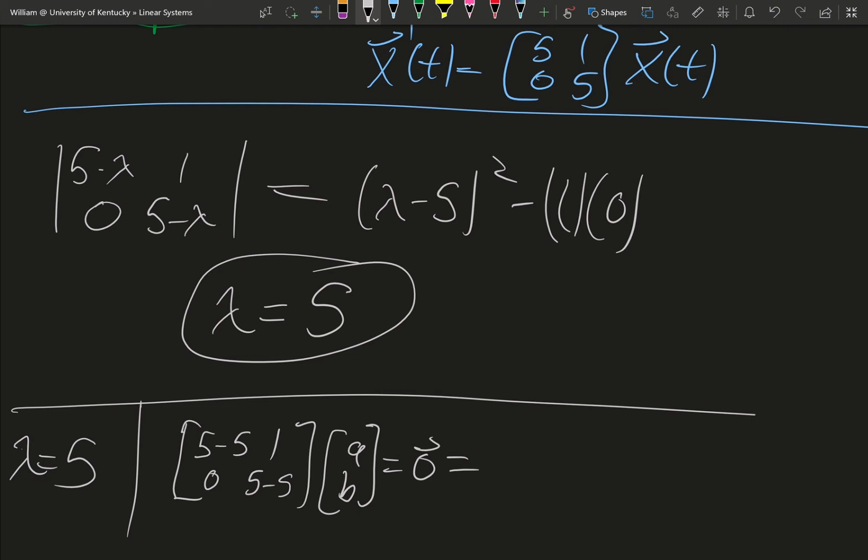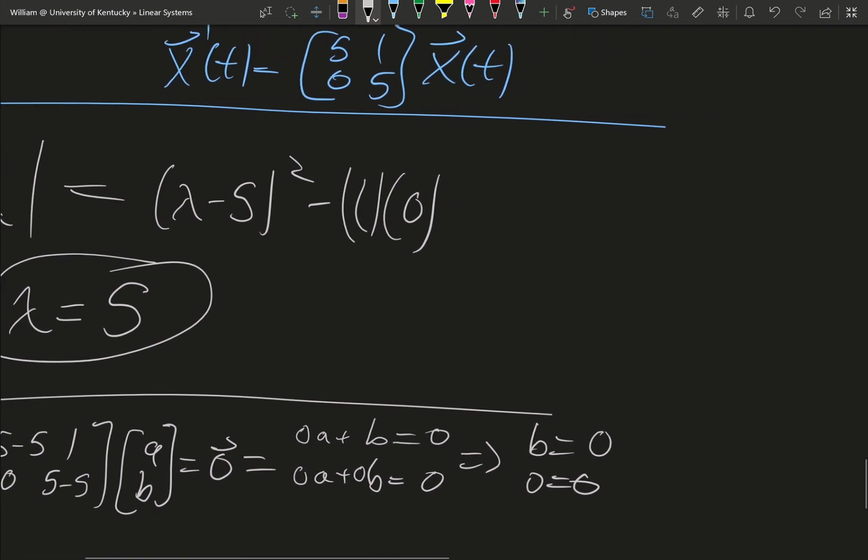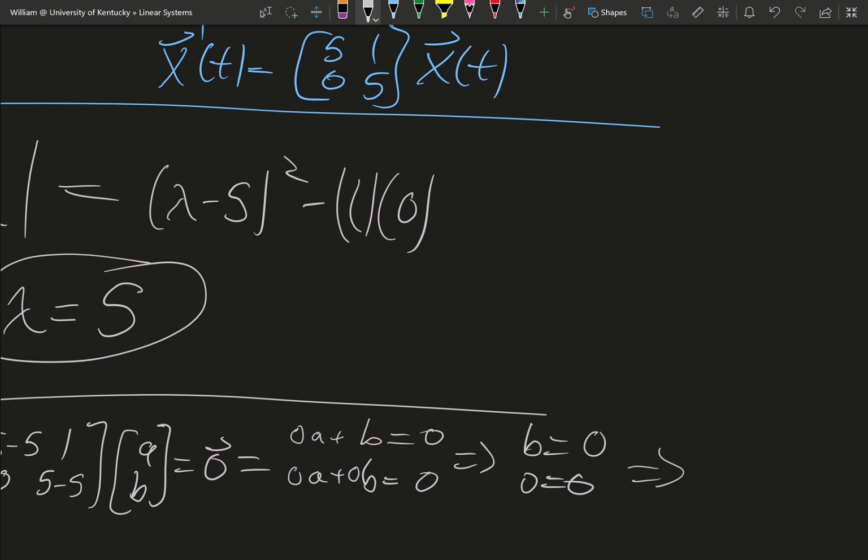So we set up our equation, right? We're going to get 0 times a plus b equals 0, and 0 times a plus 0 times b equals 0. So again, we'll get that b equals 0, 0 equals 0, and again, the thing to conclude here is that a is whatever it wants to be, but b has to be 0. So say, something like c1 times (1, 0).